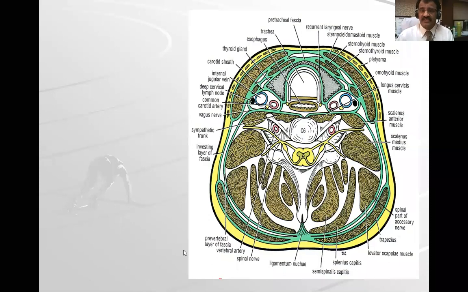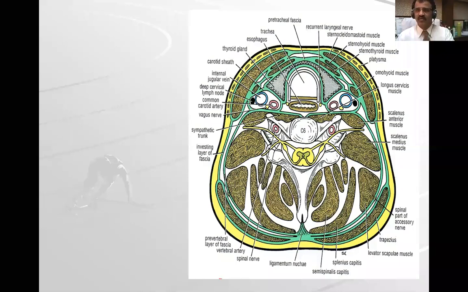Here we can see the cross section of the neck showing you all the layers which are found right from the skin up to the vertebrae. Okay, so it shows the roof as well as the floor of the triangle. You can see through this picture. Now, what are the parts of the deep cervical fascia? Let us try to see.